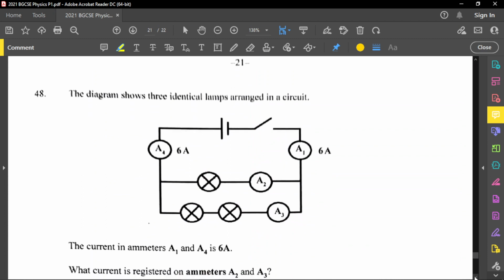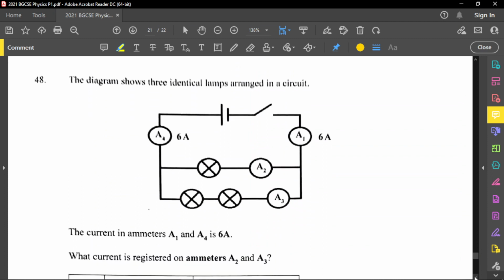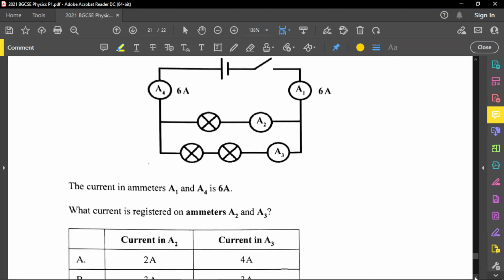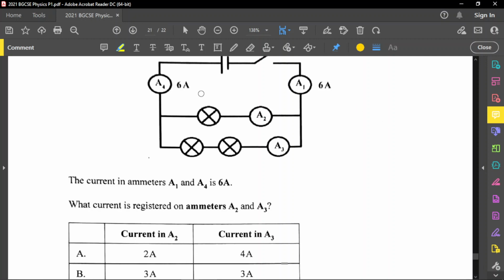All right, for question number 48 now. The diagram shows three identical lamps arranged in a circuit. So the lamps are identical. It says the current in ammeter A1 and A4 is 6 amperes, as shown right here. So we have 6 amperes here, 6 amperes here. That means the total current in the entire circuit is 6 amperes, right?